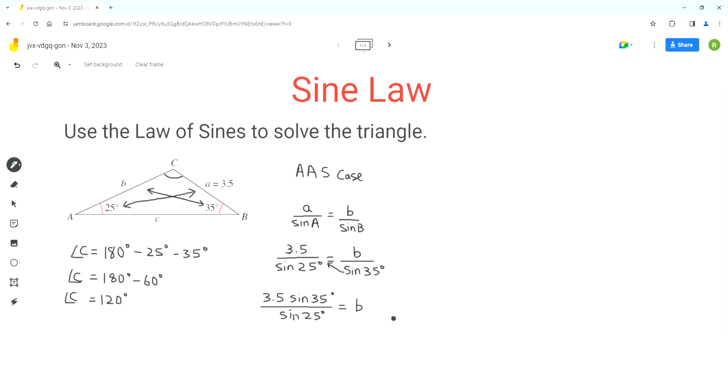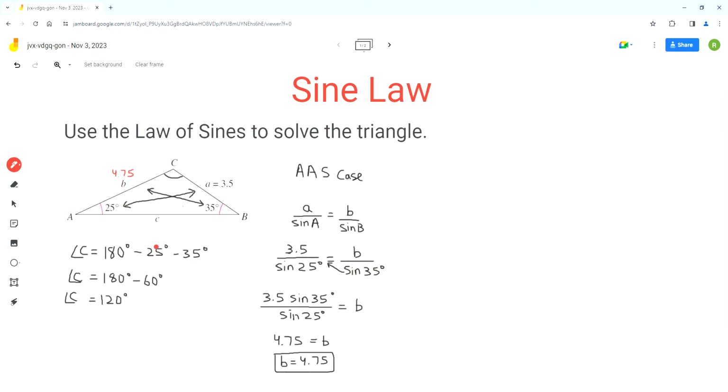And now we can evaluate this expression. So I got 4.75. So we can rewrite this as B equals 4.75 units. So this should be the final answer for length of side AC. So this one is 4.75 units.